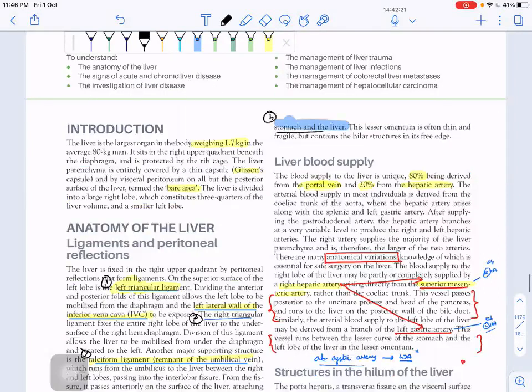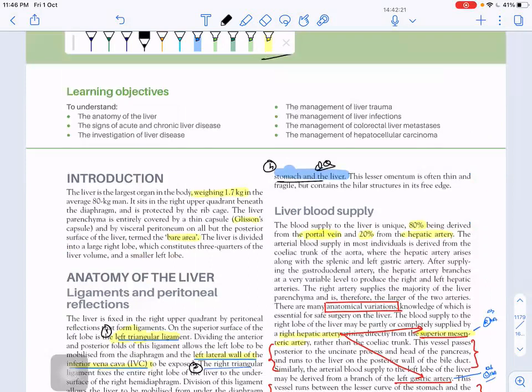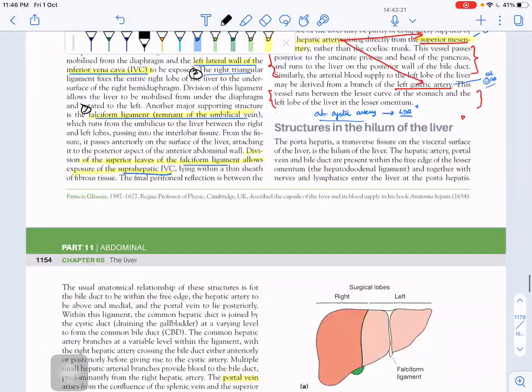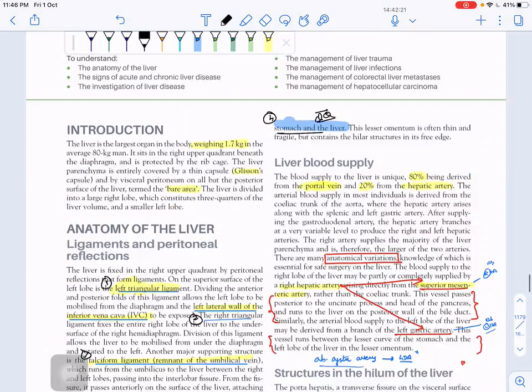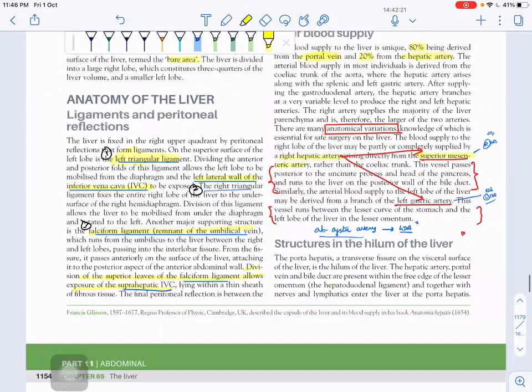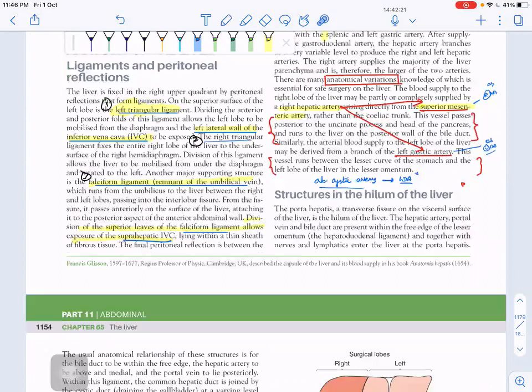This is usually forgotten. This is also a peritoneal reflection, between the stomach and the liver. It is very important. So first we'll see about the left triangular ligament. The left triangular ligament divides into the anterior and posterior folds of this ligament. Okay, this is the liver.